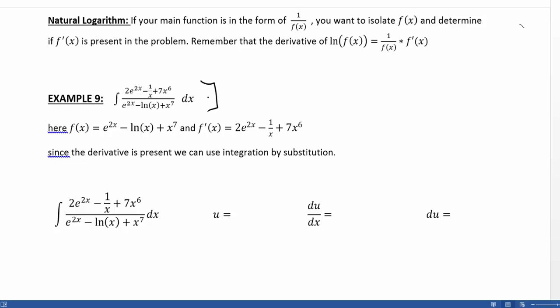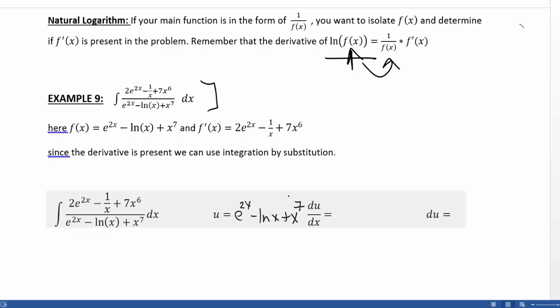So how does this work? Now again, we're looking for the original inside function. Since we were taking the derivative using the chain rule of a natural log function, the original inside function ended up in the denominator of the derivative, which means that when we pick our u, we're going to pick our u to be the denominator of the function. So here, that means that my u is going to be e to the 2x minus the natural log of x plus x to the 7th.